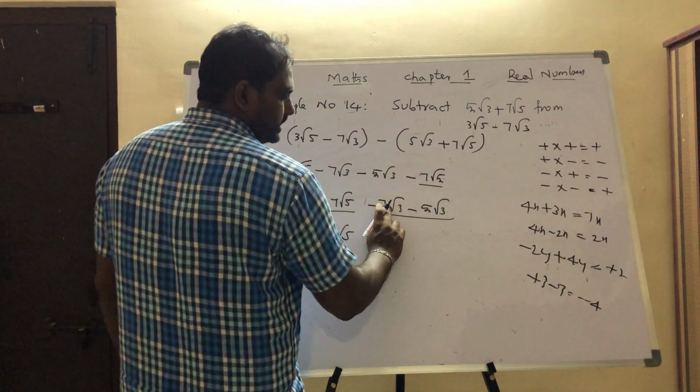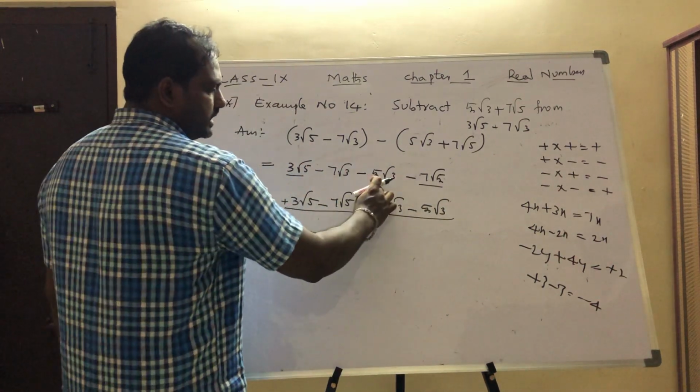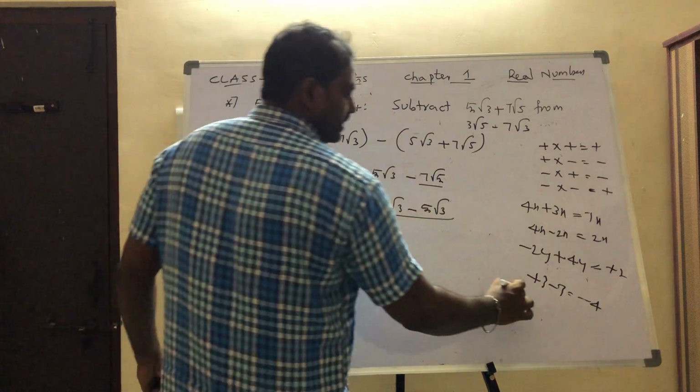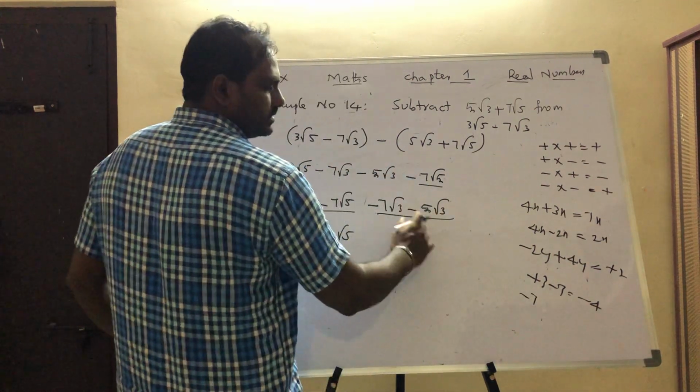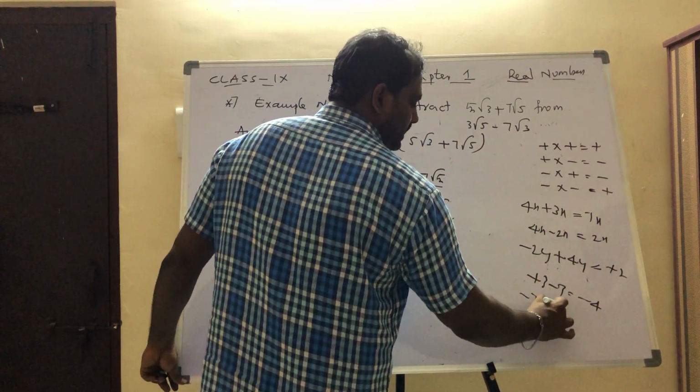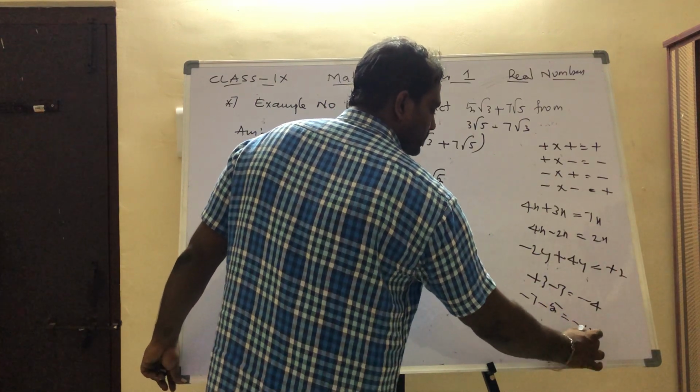Then minus 7 root 3 minus 5 root 3. What do we have to check? We have to check the coefficients. What is the coefficient here? Minus 7. And what is the coefficient here? Minus 5. So minus 7 minus 5, obviously it will be minus 12.